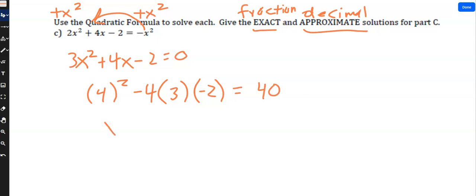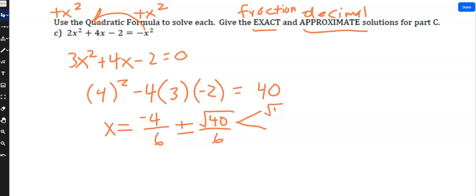So we want opposite of b over 2 times a plus or minus square root of 40 over the same denominator, 2 times a. All right, now, remember that square root of 40, right? You're going to be breaking that up into radical 4 and radical 10 because you're looking for that perfect square that can come out. And so now we can simplify this to negative 2/3 plus or minus.